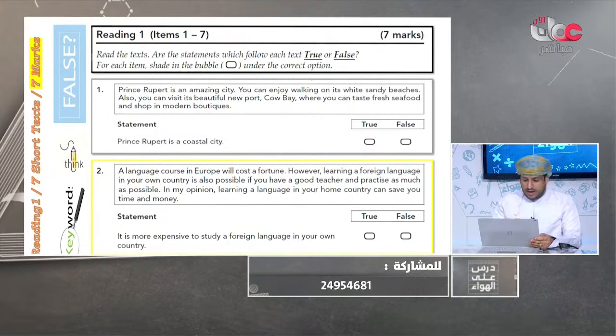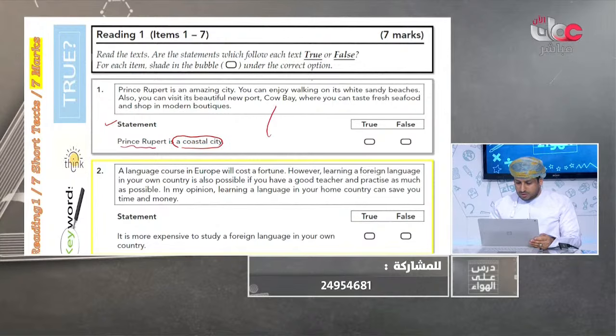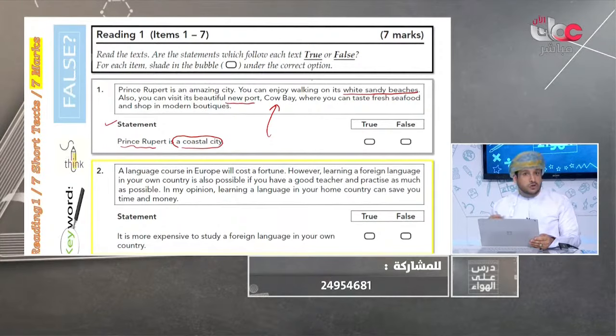For example, the first question is a statement. You have to read the statement before the paragraph. This is a good technique to follow. For example, Port Robert is a coastal city. Is it true or false? So you have to go back to the text and check if it is coastal or not. It says here white sandy beaches, and it says here Newport, Mina. So this is true. Immediately you go to the question and shade the true bubble.